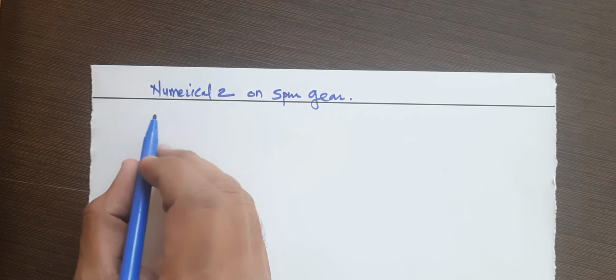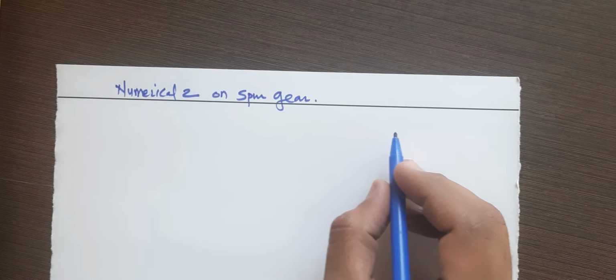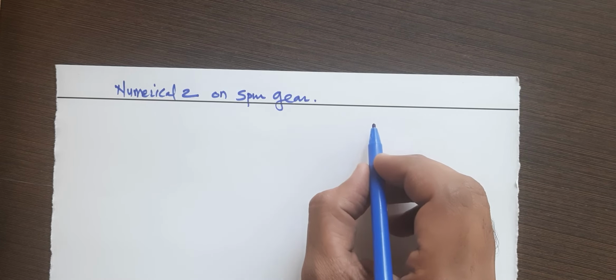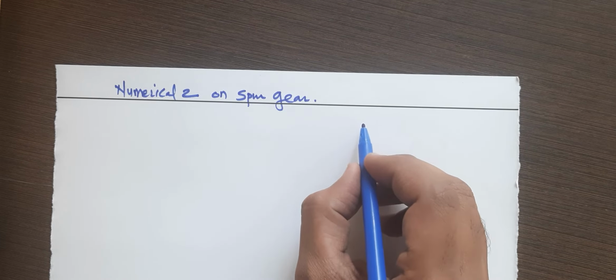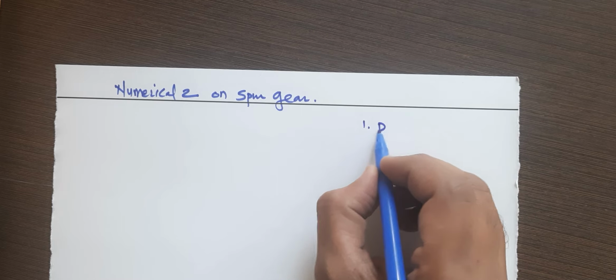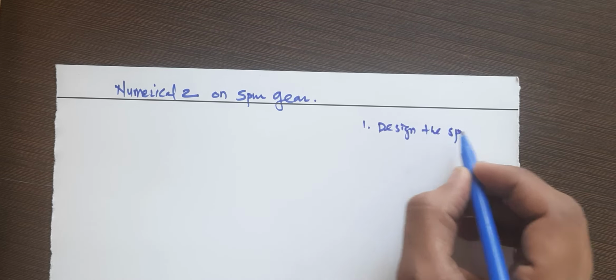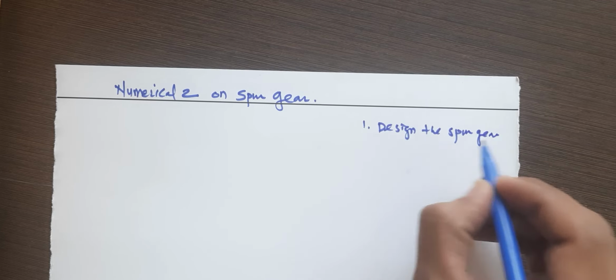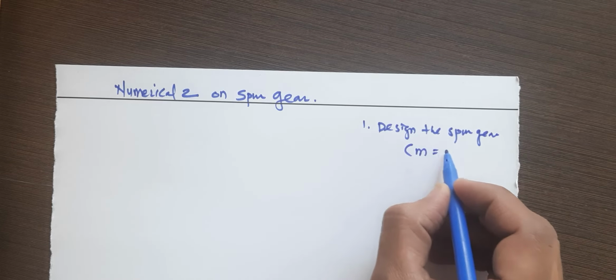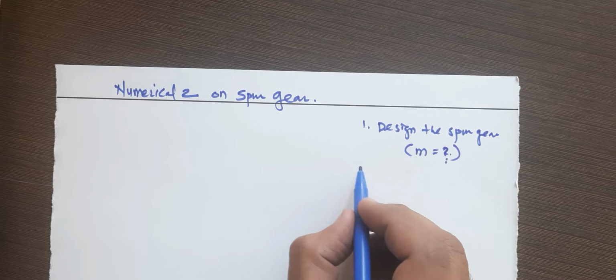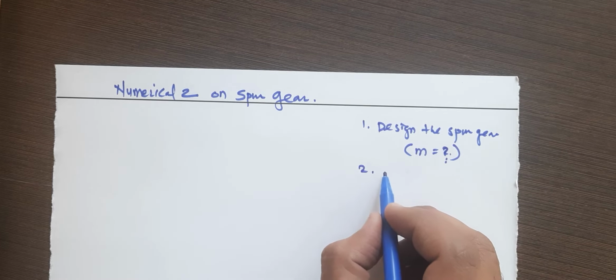There are two types of numericals that are asked in examination. The first type will be design the spur gear, which means you have to find the module. And the second case is power transmitting capacity.